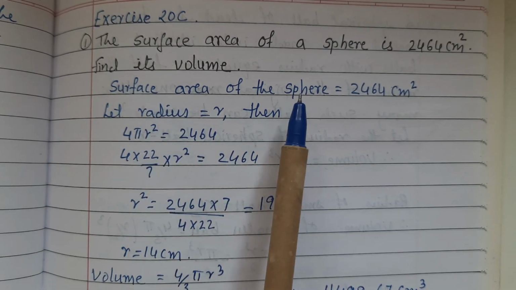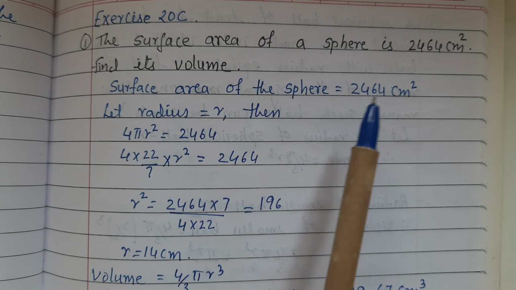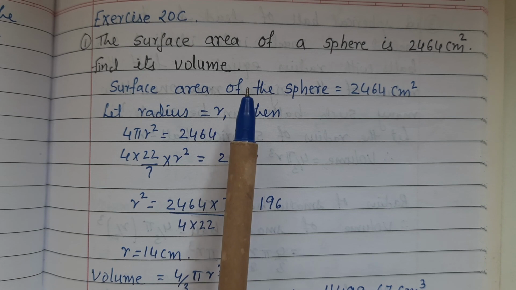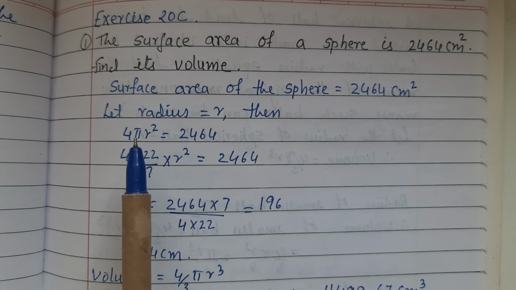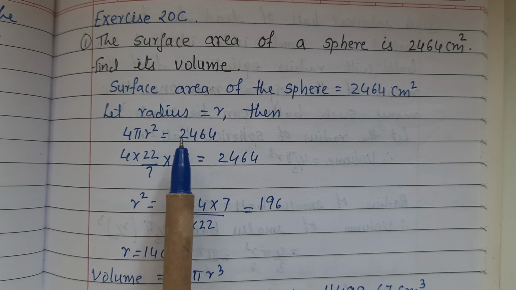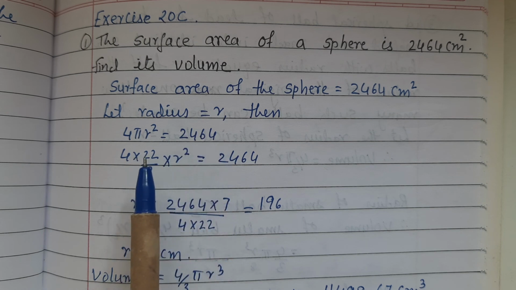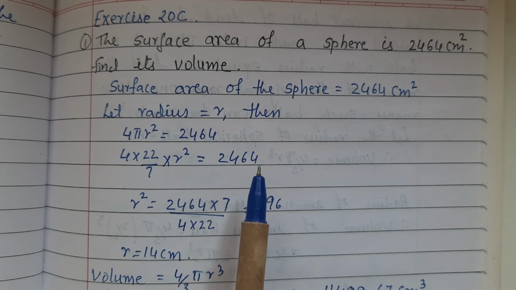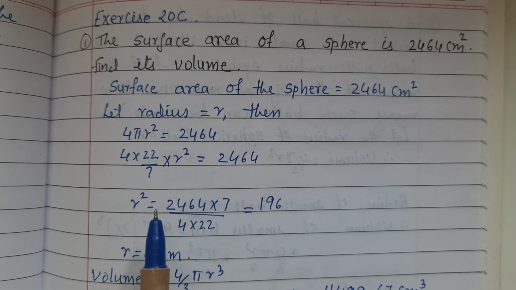Given surface area of sphere equal to 2464 centimeters square. Let r be the radius. Therefore, surface area of sphere 4 pi r square is equal to 2464. 4 into 22 by 7 into r square is equal to 2464. Therefore, r square equal to 2464 into 7 upon 4 into 22 equal to 196. r square equal to 196. Therefore, r equal to 14 centimeter.